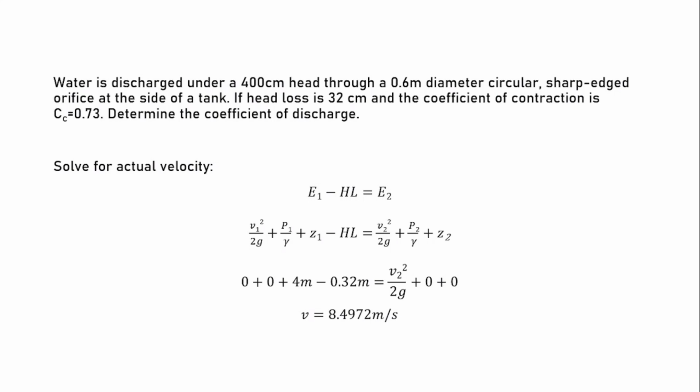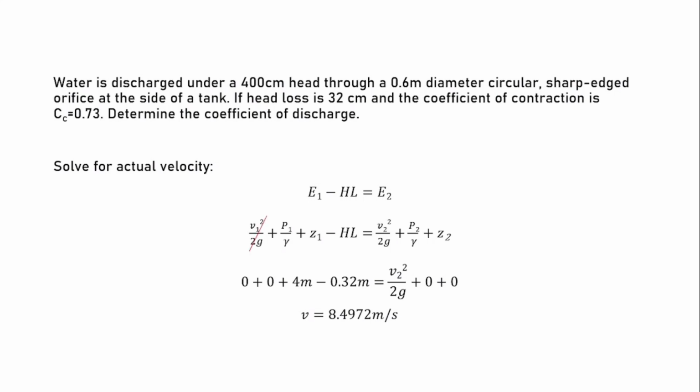Solve for actual velocity. Actual velocity is denoted by the formula E sub 1 minus head loss equals E sub 2. E sub 1 is also equal to V sub 1 squared over 2G plus P sub 1 over gamma plus Z1 minus head loss equals V sub 2 squared over 2G plus P sub 2 over gamma plus Z sub 2.